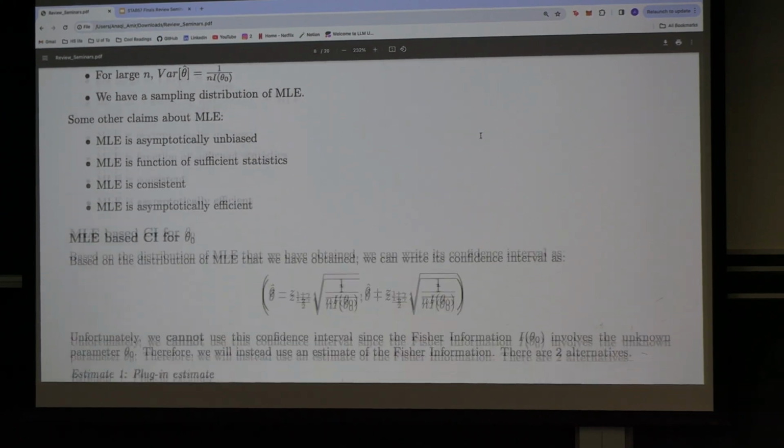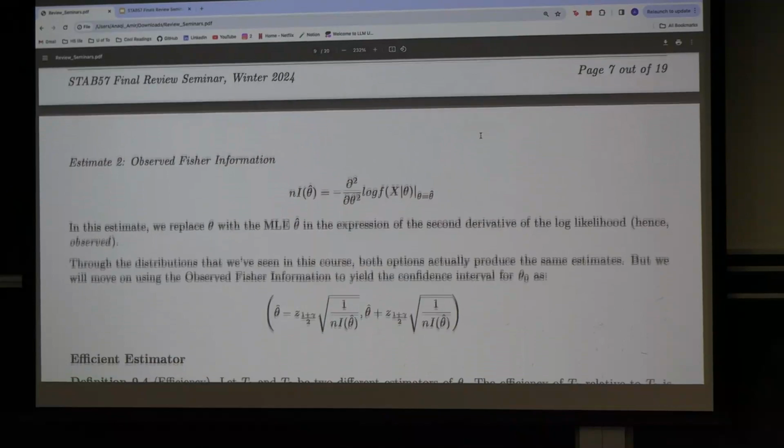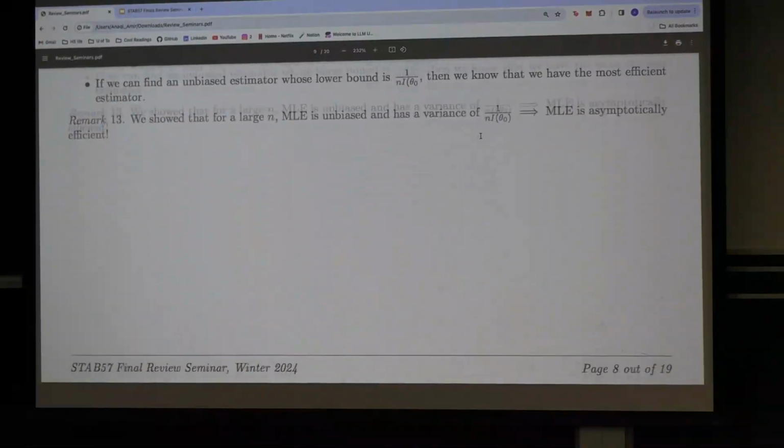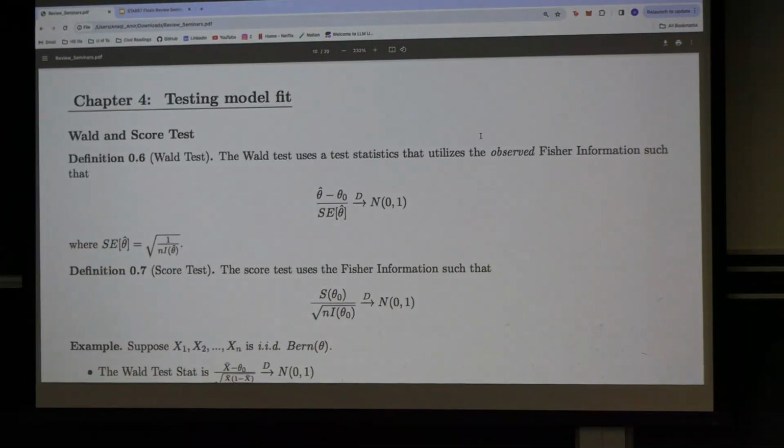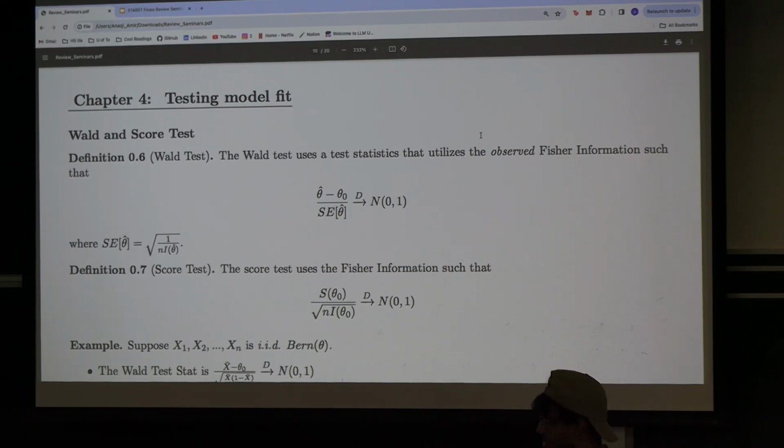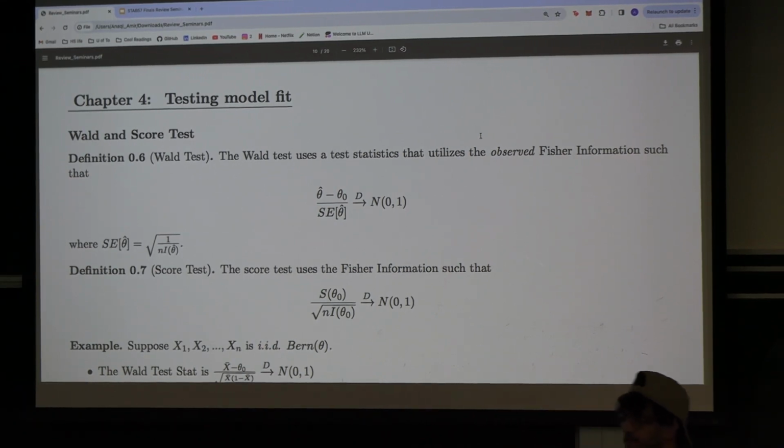No questions? Great. Let's move on to the last chapter that I'll be doing today before I hand it over to Bob. And this is about testing the model fitness. Like how well does the given parameter fit what I'm seeing, fit what I think the underlying distribution is.